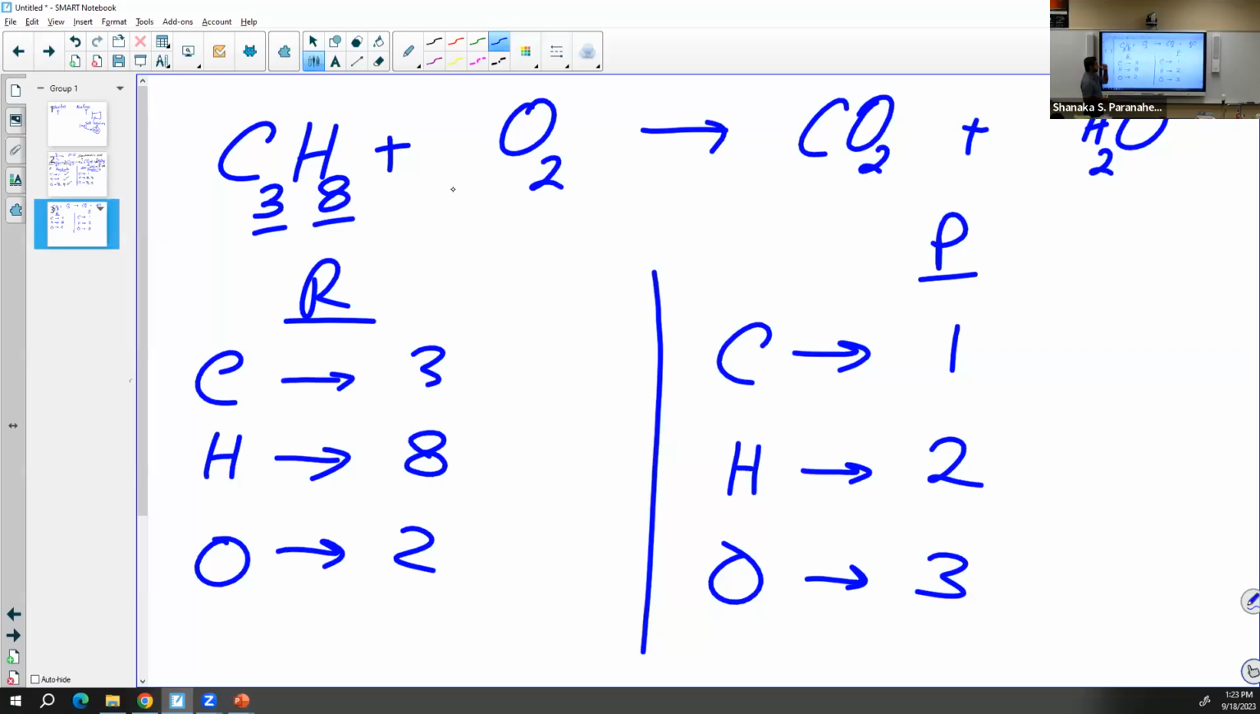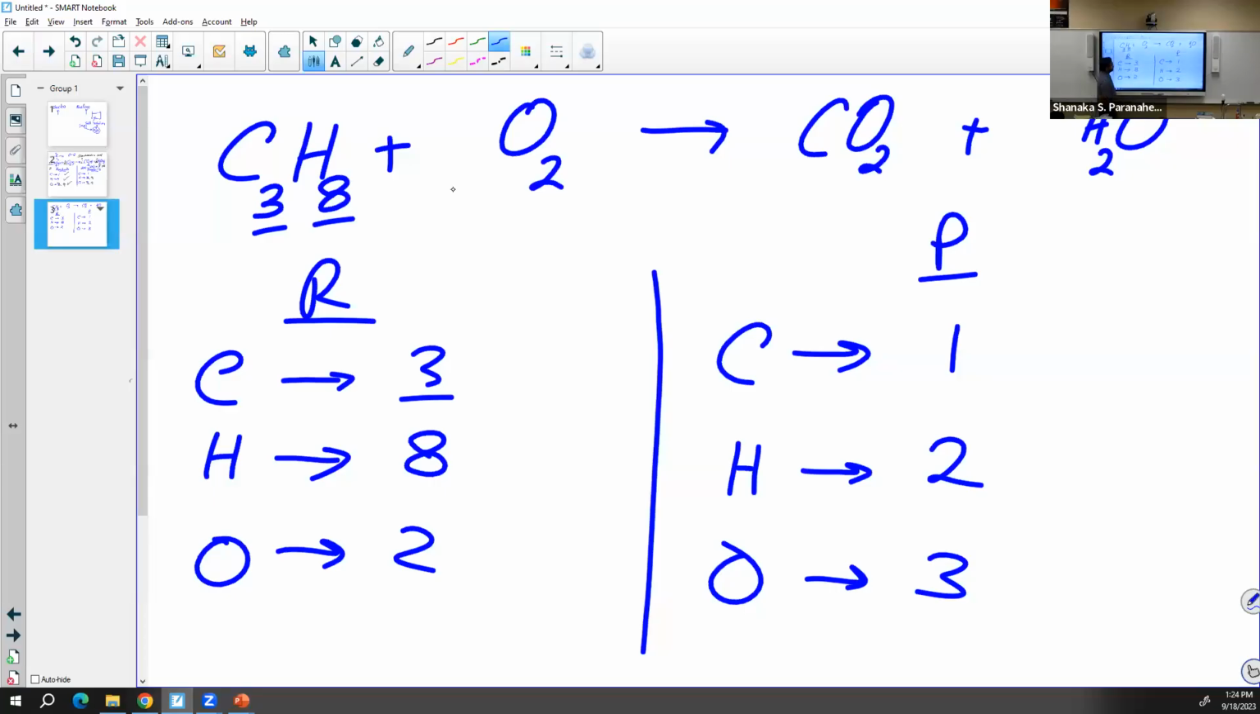Normally, what I pick is an element present in one reactant and one product. Like carbon present in one reactant with another element, and carbon present in one product with another element. Those types of elements are the best ones to start. So in this case, we can start from carbon or hydrogen. Normally, in a combustion reaction, we always start from carbon.